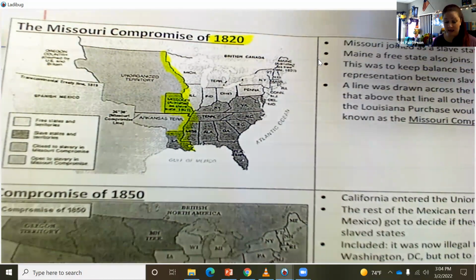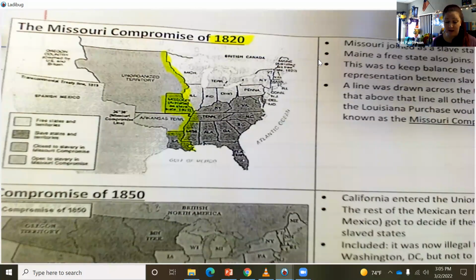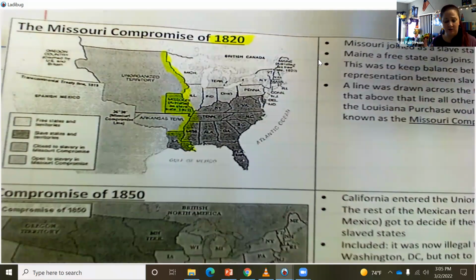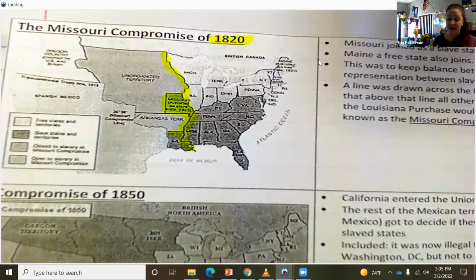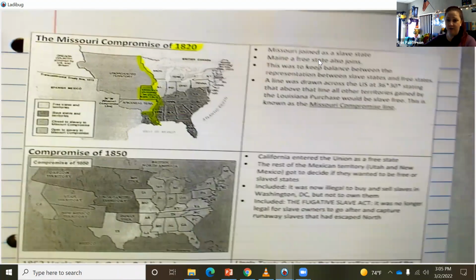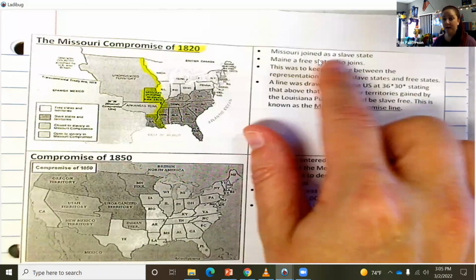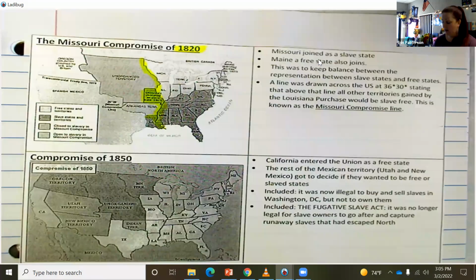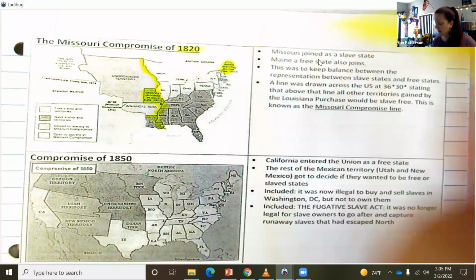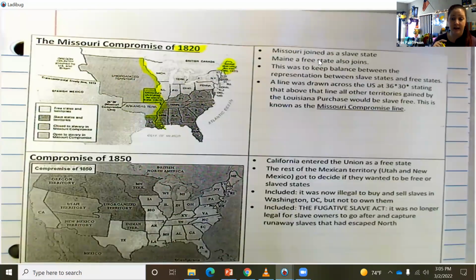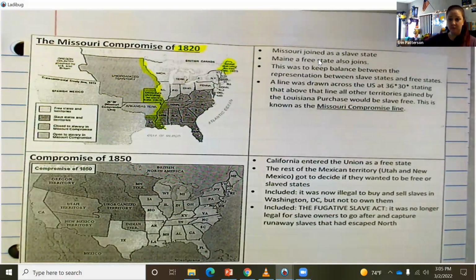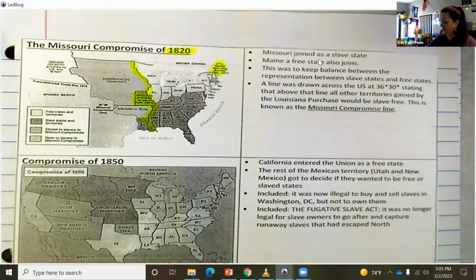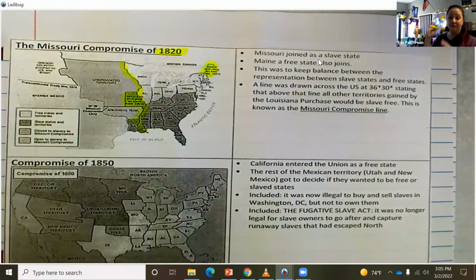Senator Henry Clay from Kentucky was called the Great Compromiser, and a compromise is a way of settling an agreement by getting each side a little less than what they want. He worked out a solution that kept the number of slave states equal to the number of free states. So over here, if you see in our notes, if Missouri joined as a slave state, up here, Maine has to also join as a free state to keep the balance. This was to keep the balance between the representation of the slave states and the free states.